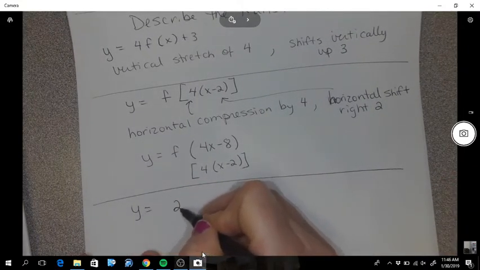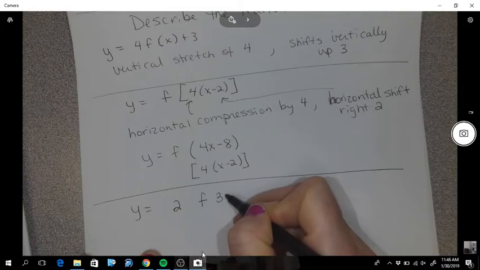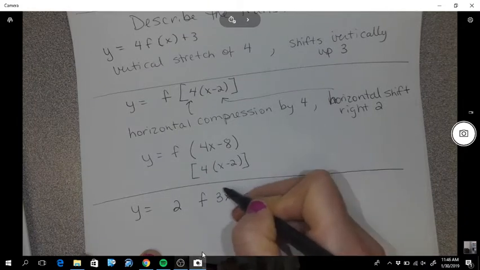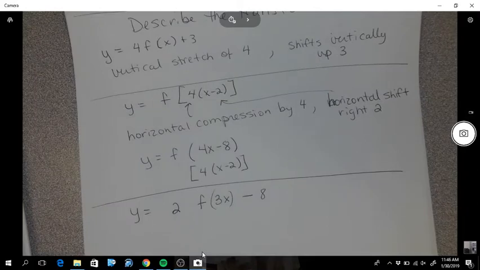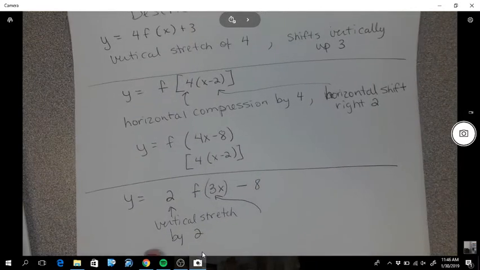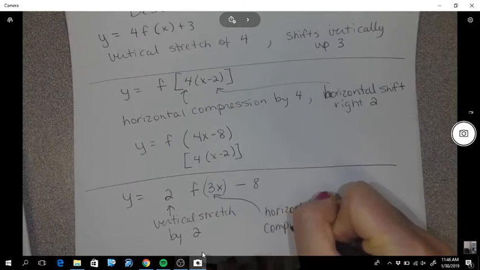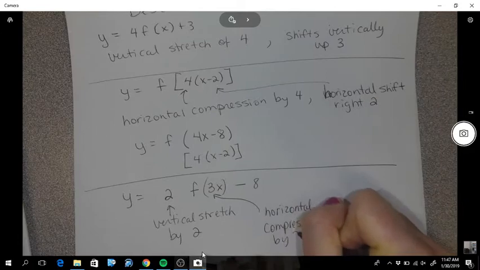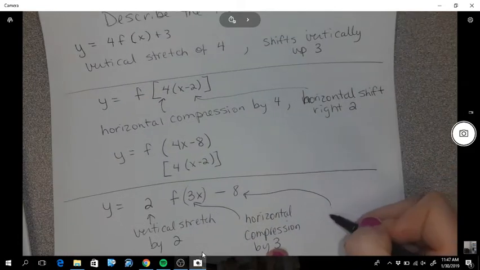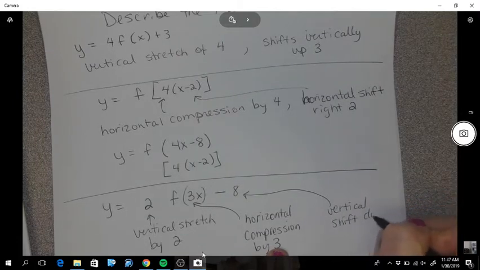y equals 2 f of 3x minus 8. Okay, so now the 2 represents a vertical stretch by 2. The 3 represents horizontal compression by 3. And the 8 is a vertical shift that goes down 8.